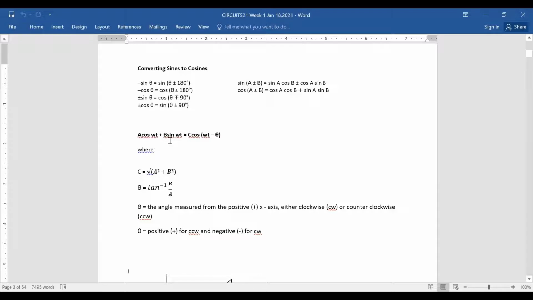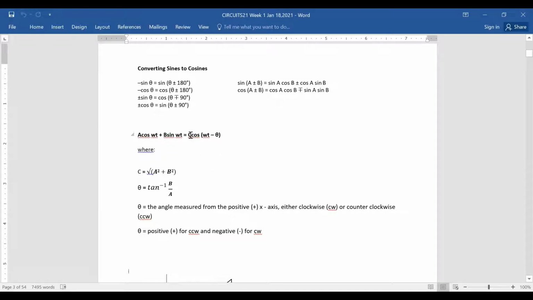Also, we have this additional identity, say the combination of cosine and sine: a cosine omega t plus b sine omega t is equal to c cosine omega t minus, not plus. If it is positive there, the sign must be negative here. So following this, the result for the sum of this combination of cosine and sine is c cosine of omega t minus phi.